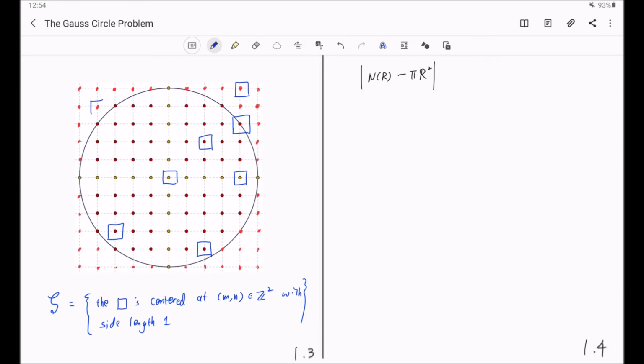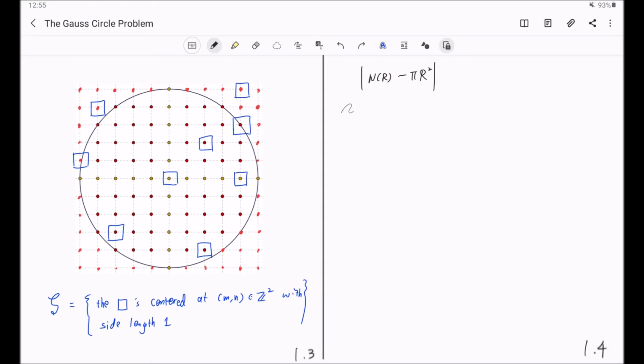There will also be squares outside of this circle. So I'm not going to draw all of them. You know, there are squares everywhere centered at the integral points. So now let's give an estimate of this.